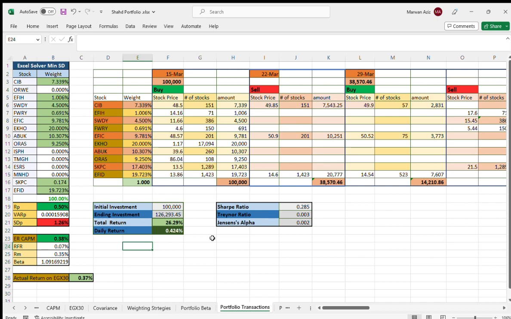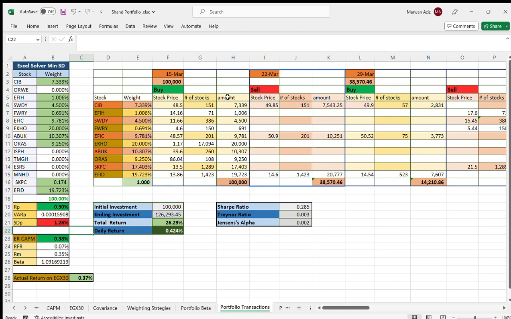Moving to how I constructed my portfolio itself. Here I got the weight for all the stocks. Here's the expected return as I am expecting from the solver, and here's the expected standard deviation. And I started my investment using 100,000, and I used Monte Carlo simulation to construct my portfolio.